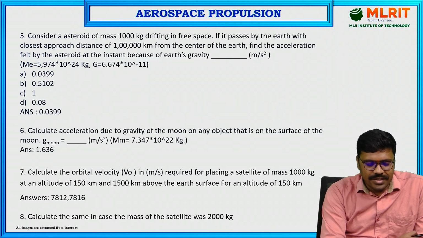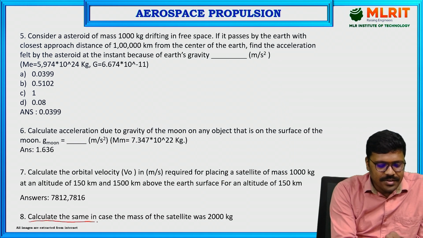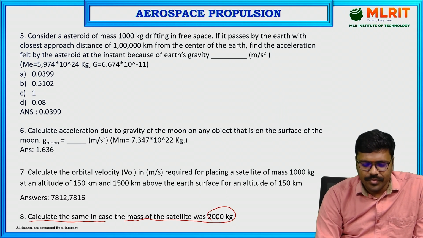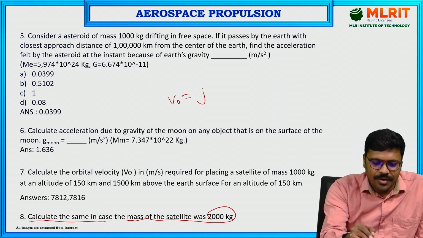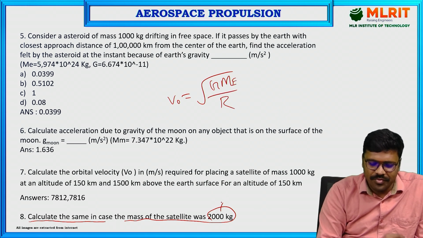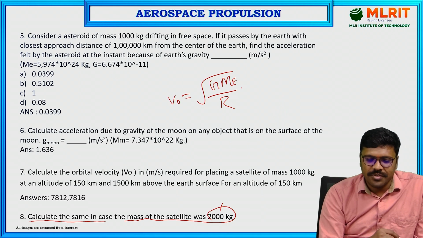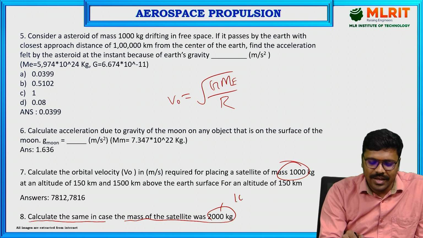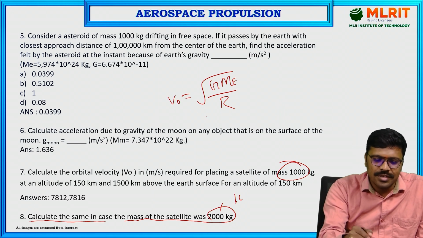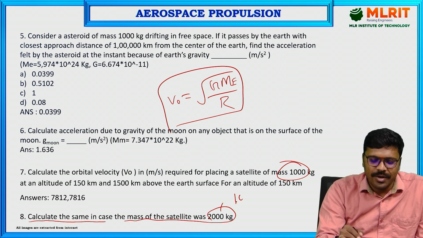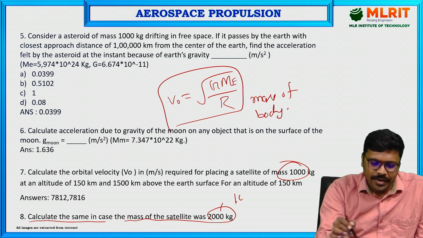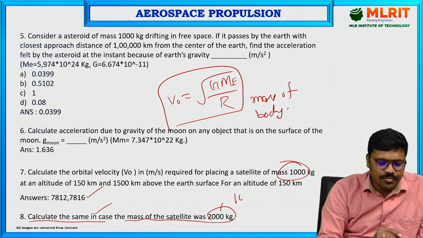In the next problem 8, consider the same case. The mass of the satellite is 2000 kg. What is the formula for V0? Under root capital G into Me by r. Is there any mass of the body given? In the equation you don't have any mass of the body. Whatever the mass, whether the mass of the body is 1000 kg, 2000 kg or 1 lakh kg, that does not matter. Orbital velocity is independent of the mass of the body. So the answers for this case and this case are both the same.